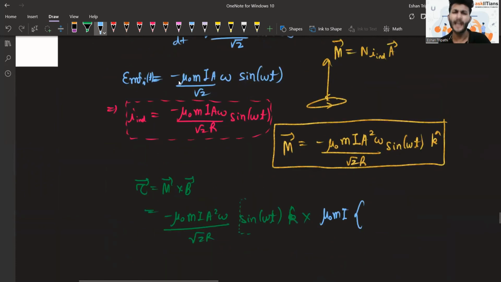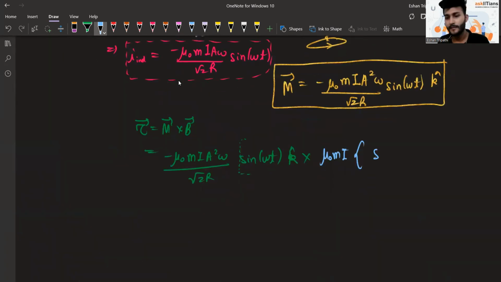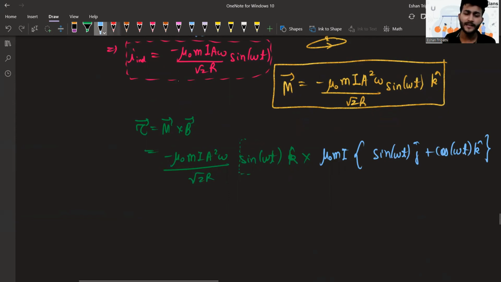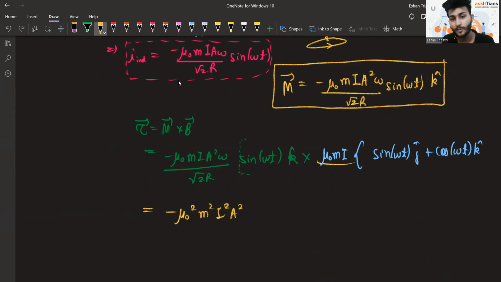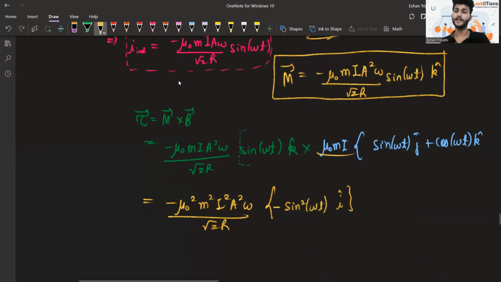N cap was what? In this given question, it was 1 by root 2 (sin omega t j cap plus cos omega t k cap). So when we take the cross product, you can imagine k cap you're taking cross product with j cap will become minus i cap. But k cap cross k cap will be 0. Again, it's a bit lengthy, but not that difficult in the end. So mu naught M I constant, I'll bring it out. So this becomes minus mu naught square M square I square A square omega by root 2 R. And we are left with sin square omega t minus i cap. This we get as the answer.